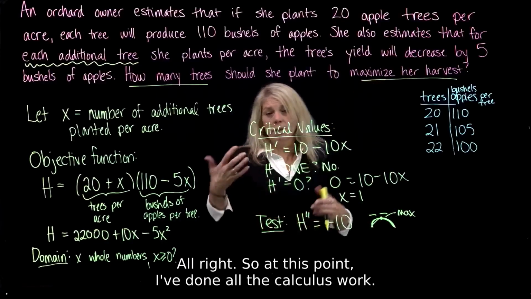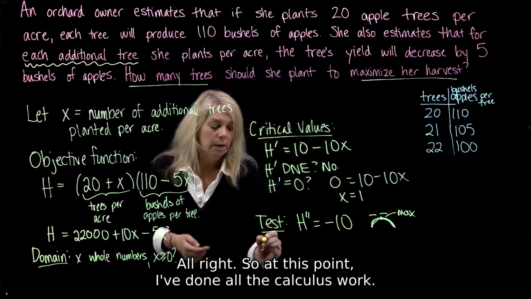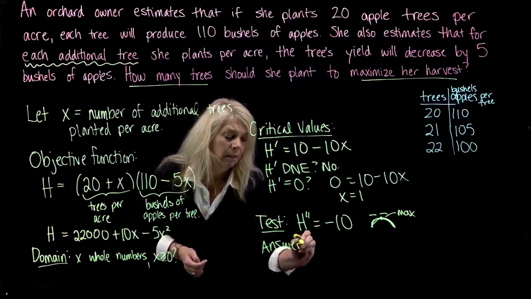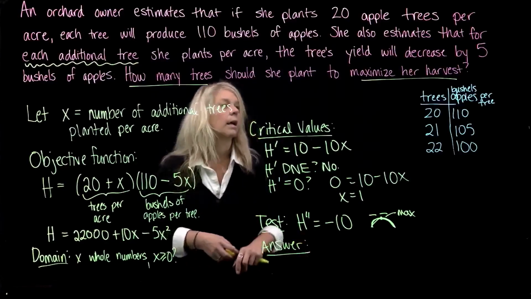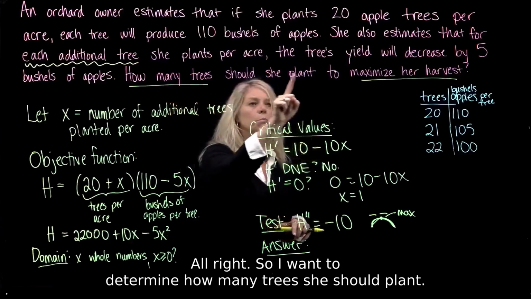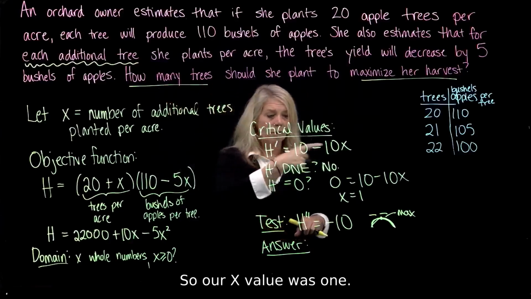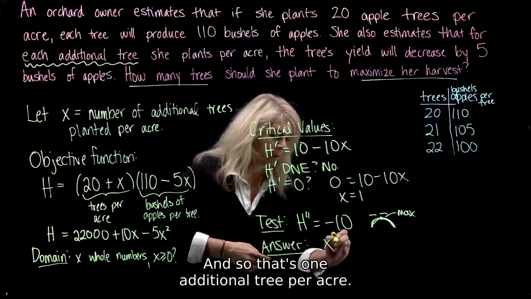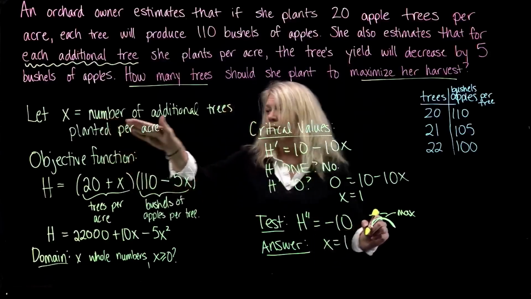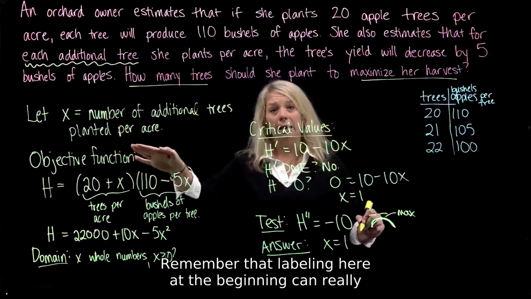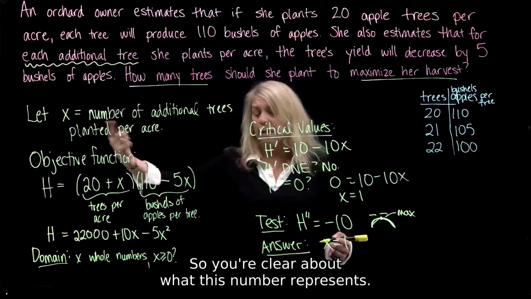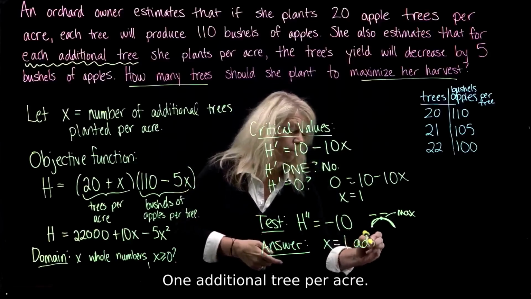All right. So at this point, I've done all the calculus work. I need to just make sure that I answer the question. All right. So I want to determine how many trees she should plant. So our x value was 1, and so that's 1 additional tree per acre. Remember that labeling here at the beginning can really help you when it's time to answer your question, so you're clear about what this number represents. 1 additional tree per acre.